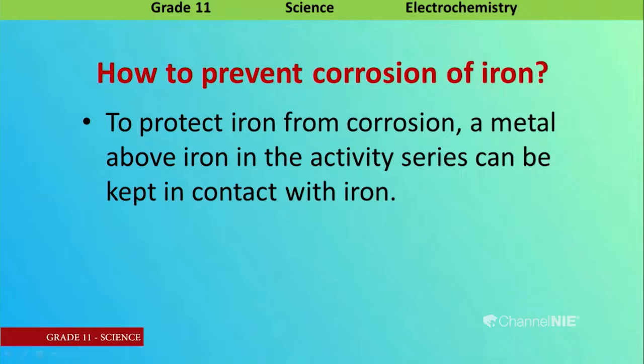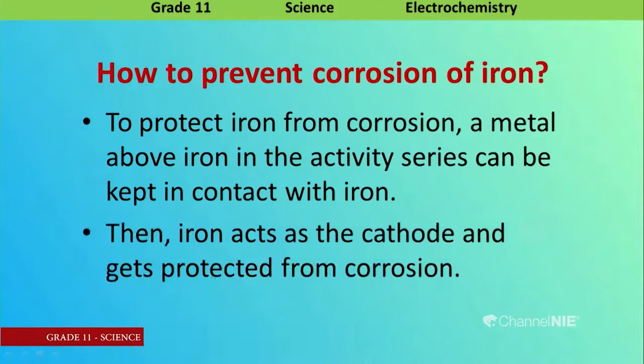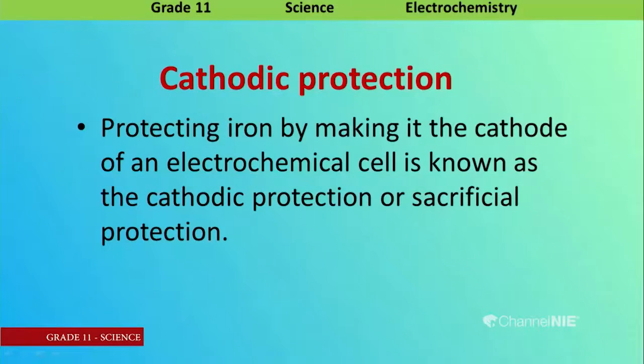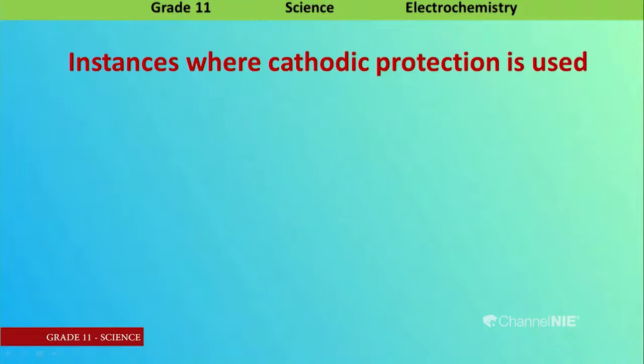Children, to protect iron from corrosion, a metal above it in the activity series, like zinc or aluminium, can be kept in contact with iron. Right? Then what will happen? Iron acts as the cathode and gets protected from corrosion. This is called cathodic protection. Protecting iron by making it the cathode of an electrochemical cell is known as cathodic protection or sacrificial protection.